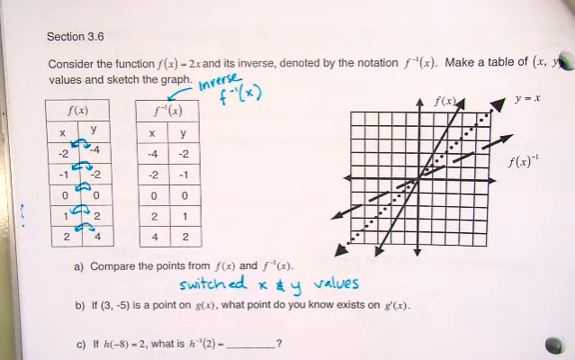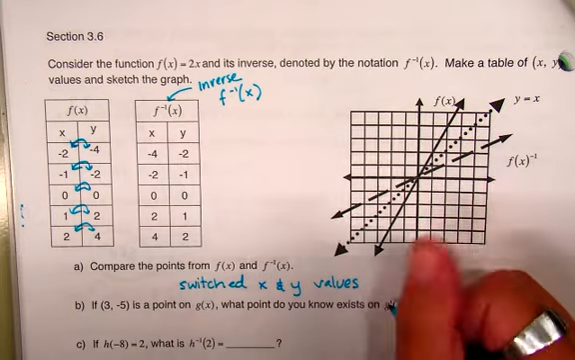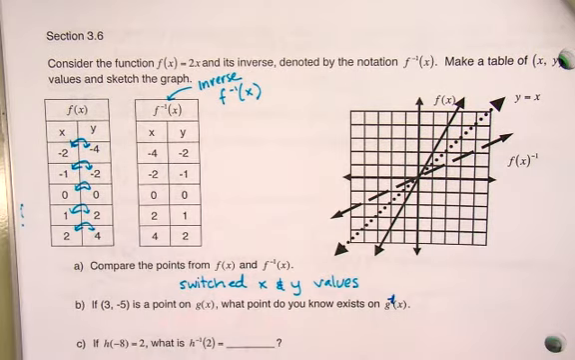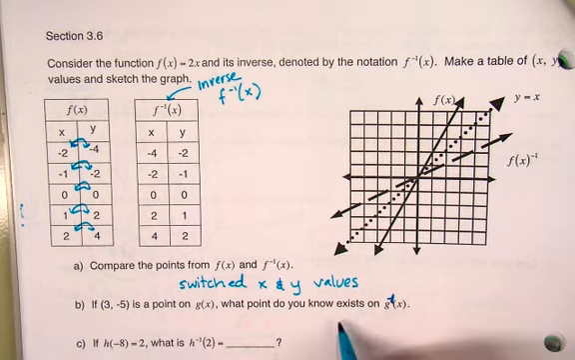Okay? So if I ask you to find an inverse, one way to do it would be to do a chart of values and then just start switching. Okay? So if 3, negative 5 is a point on g of x, what point do you know exists on g inverse of x? Oh, that shouldn't say g prime. That should say g negative 1. Sorry, g inverse. Yeah, we would just switch them, and so it would be negative 5, comma 3.